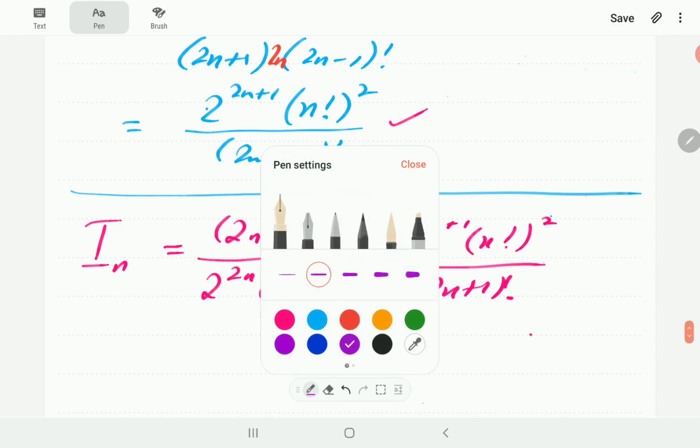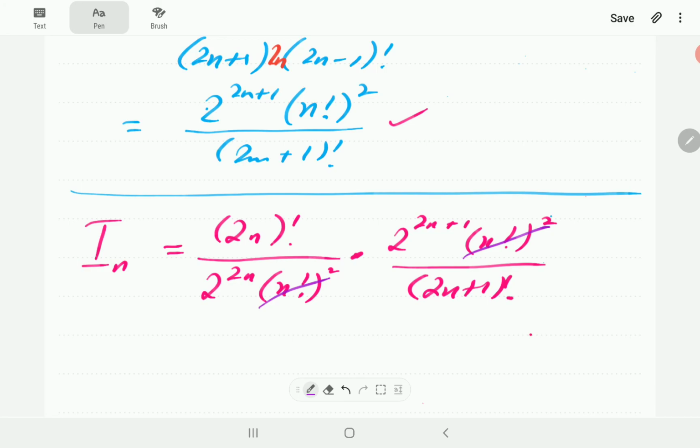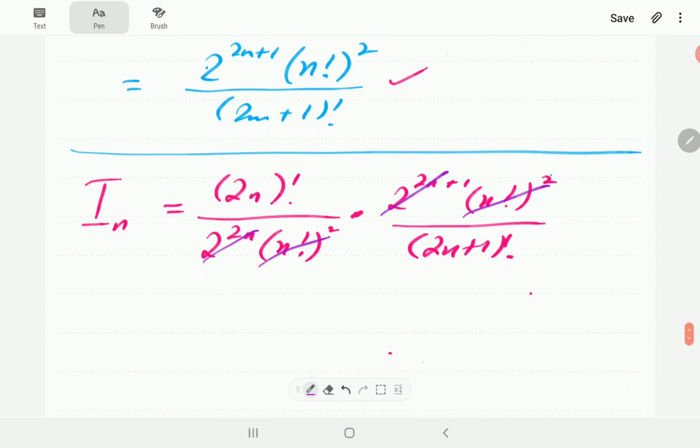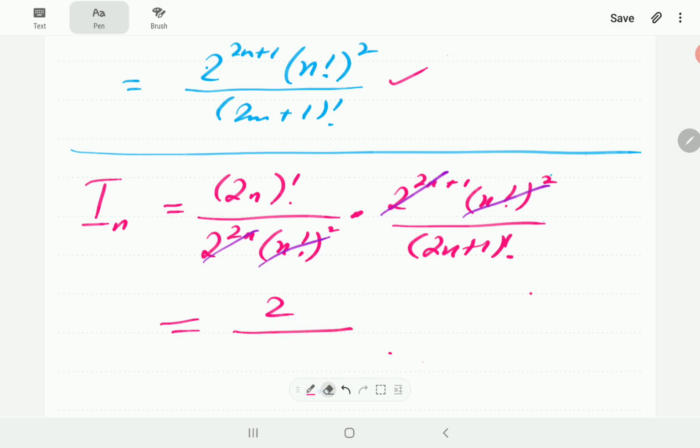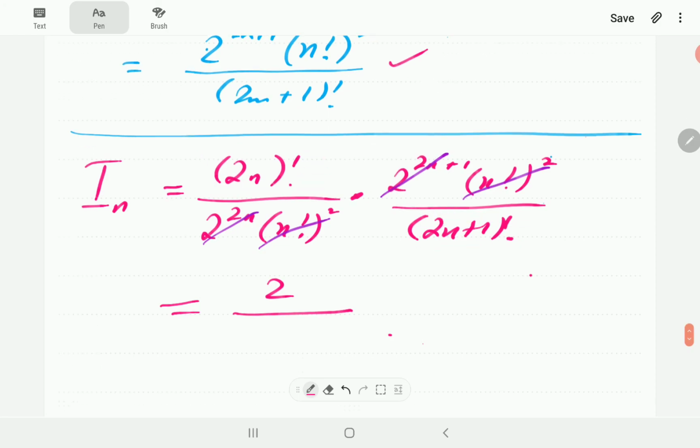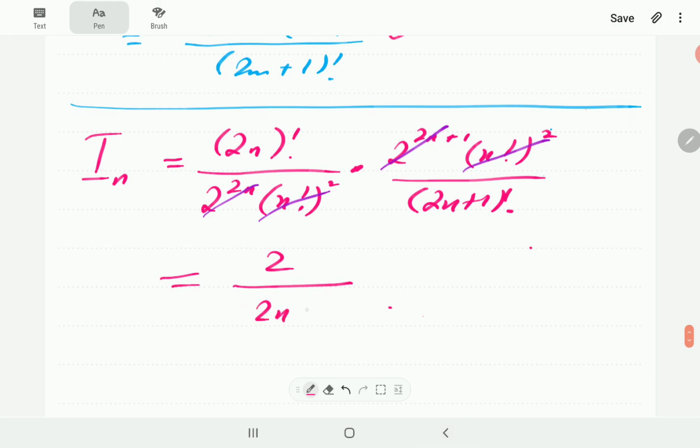So some of these terms are going to cancel out straight away. That cancels out. Then this cancels out, but we're going to remain with a 2 in the numerator. Okay. And then this divides into this, and the quotient is 2n plus 1. And so we have got our result.